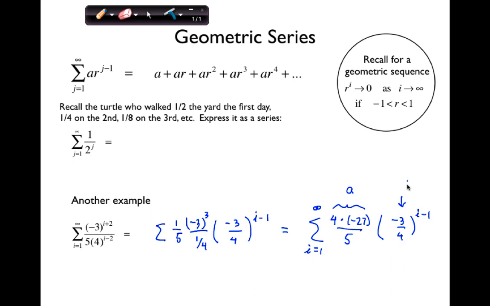here's my R. Does this series converge? Right, because R is between negative 1 and 1. This is like a fractional amount of 1. And so it's going to converge to A over 1 minus R. Four times negative 27 over 5, all over 1 plus 3/4, which is 7/4. Whatever that crazy number is.